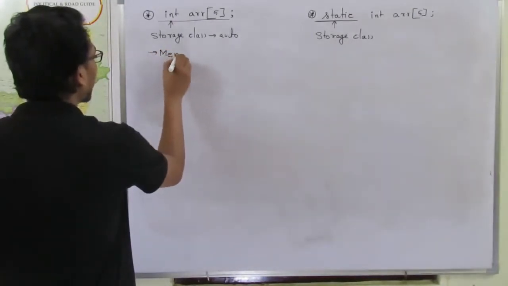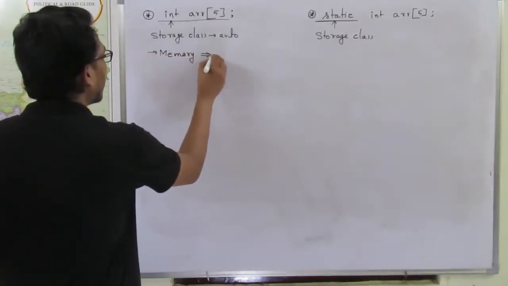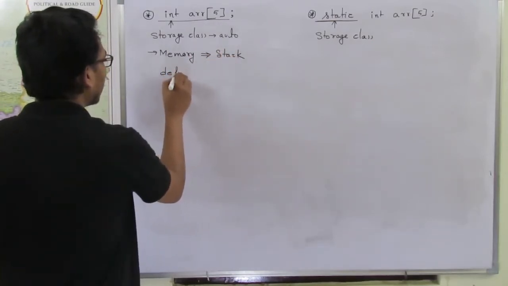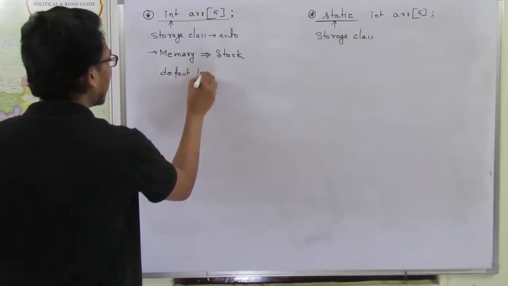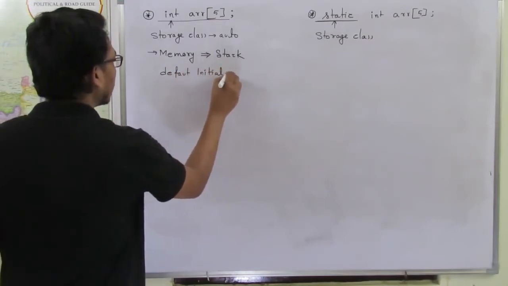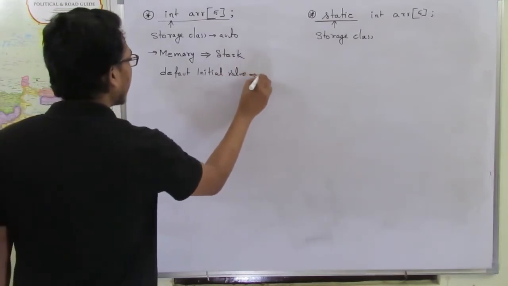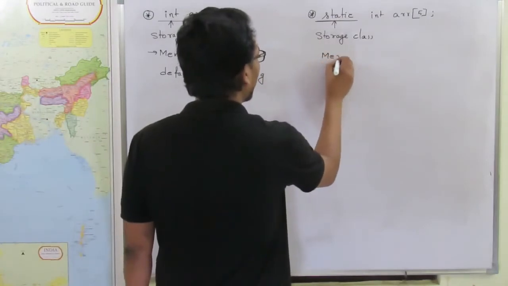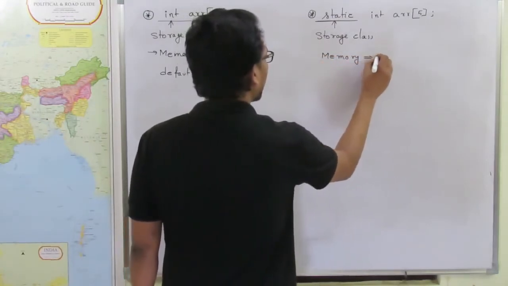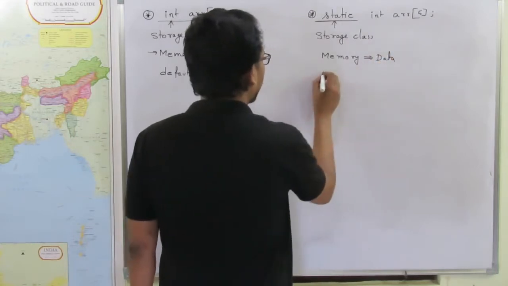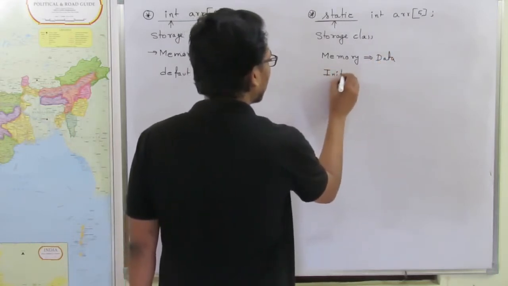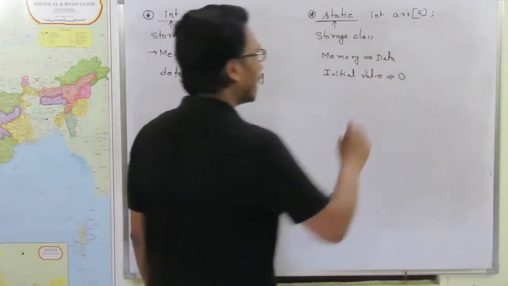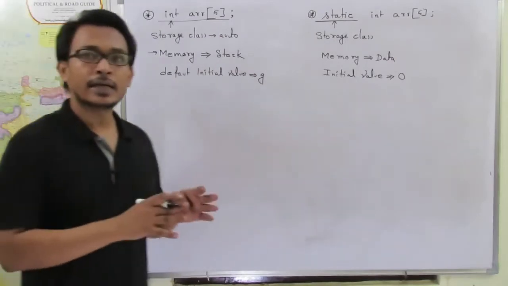That means in this case memory will be allocated from the stack section and the default initial value will be garbage. In this case memory will be allocated from the data section and the initial value will be 0, as memory is allocated from the data section.